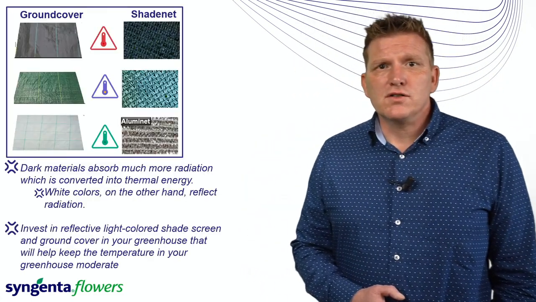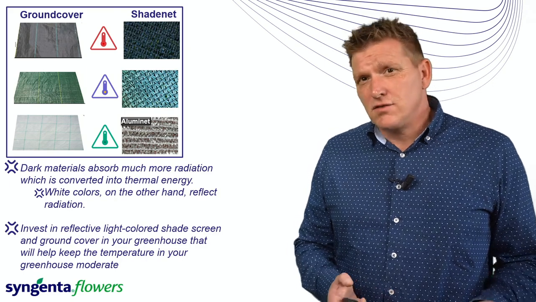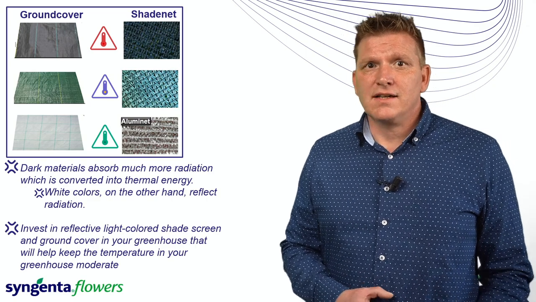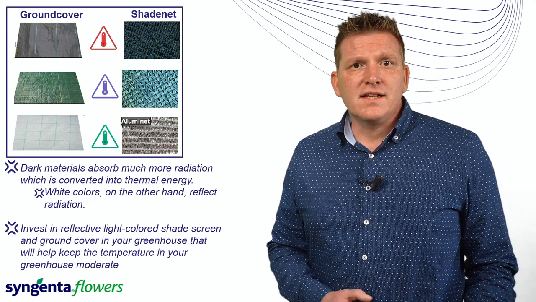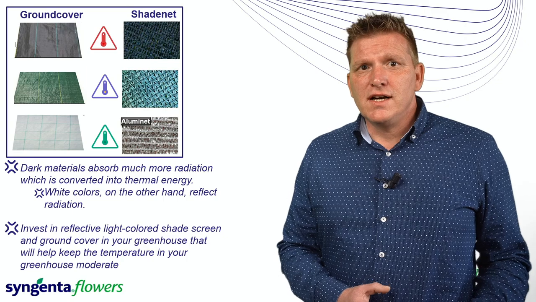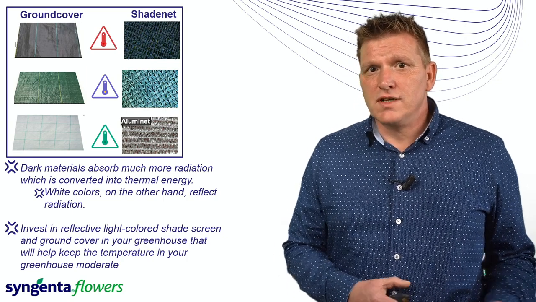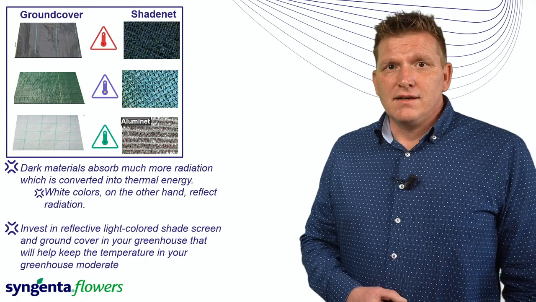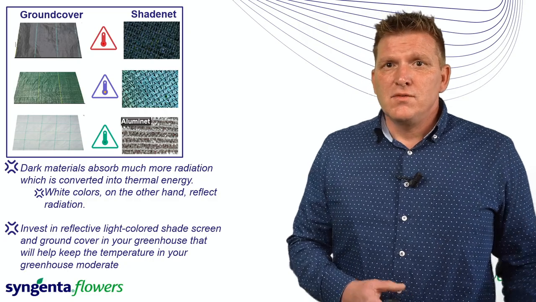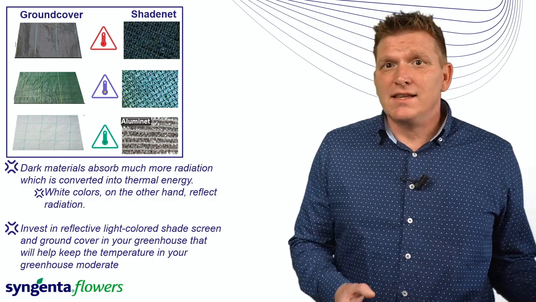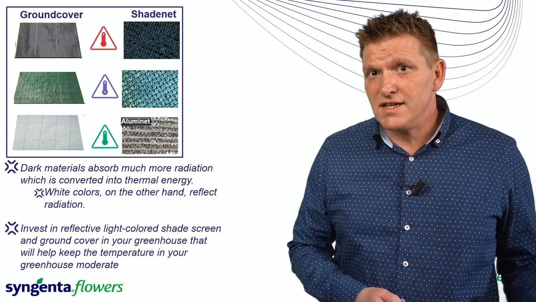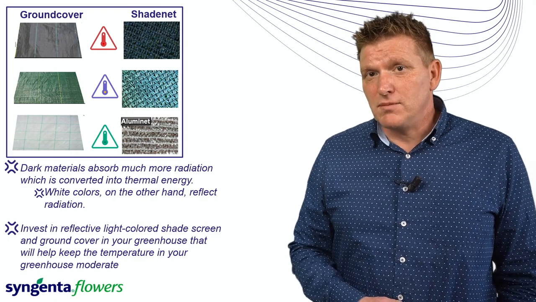So dark materials absorb much of the radiation, and that's converted into thermal energy. White colors, on the other hand, reflect radiation. So invest in reflective light colored shade screens and ground cover in your greenhouse. It will keep the temperatures moderate in your greenhouse. And you also have the diffusing shade screen, which diffuses the light, and that means the light is entering the plant from different directions. So you will also get optimized photosynthesis.